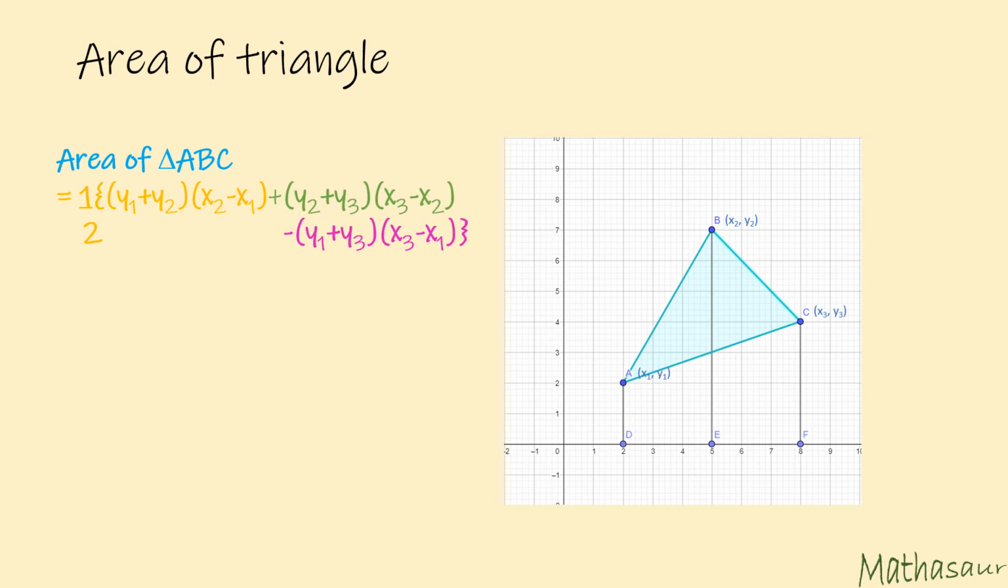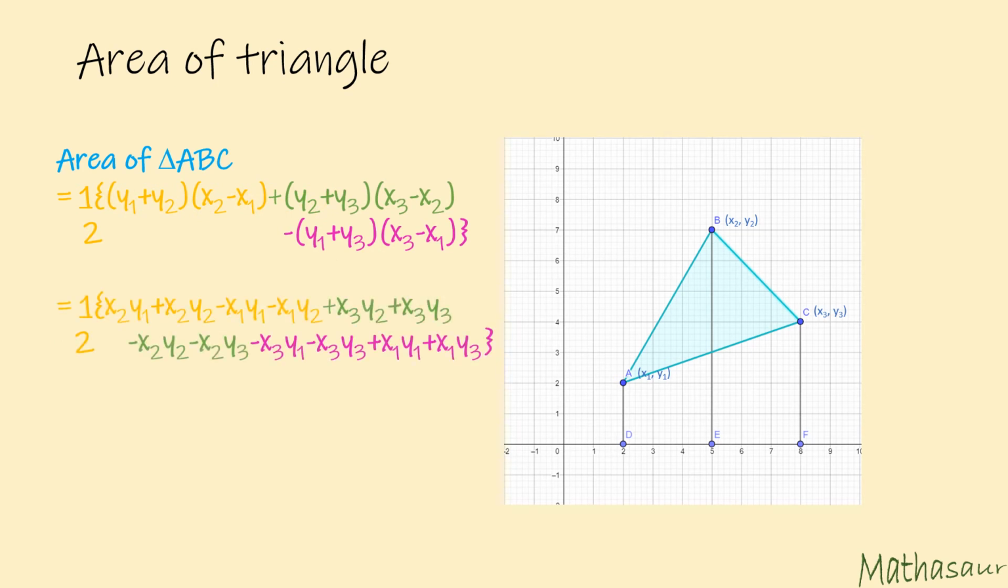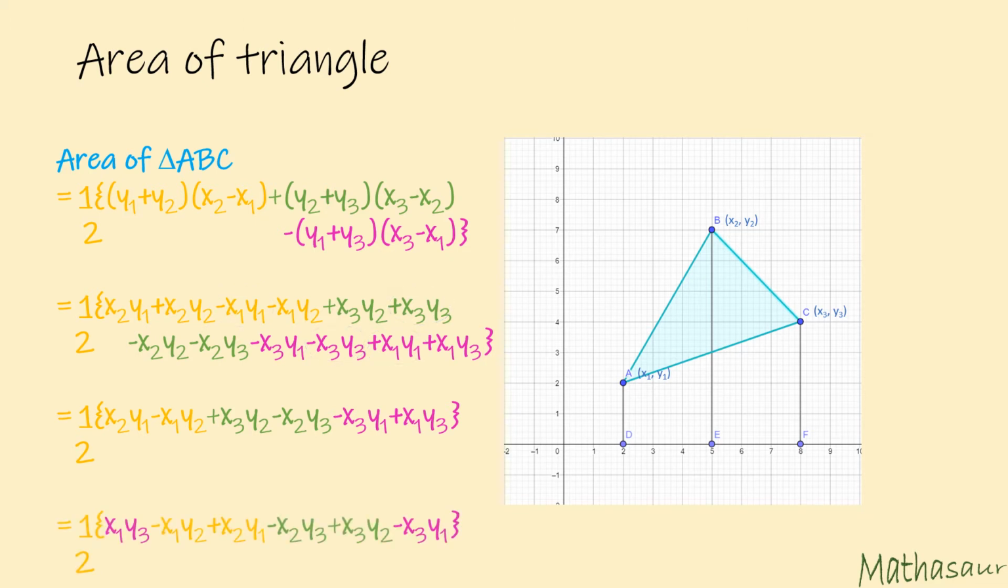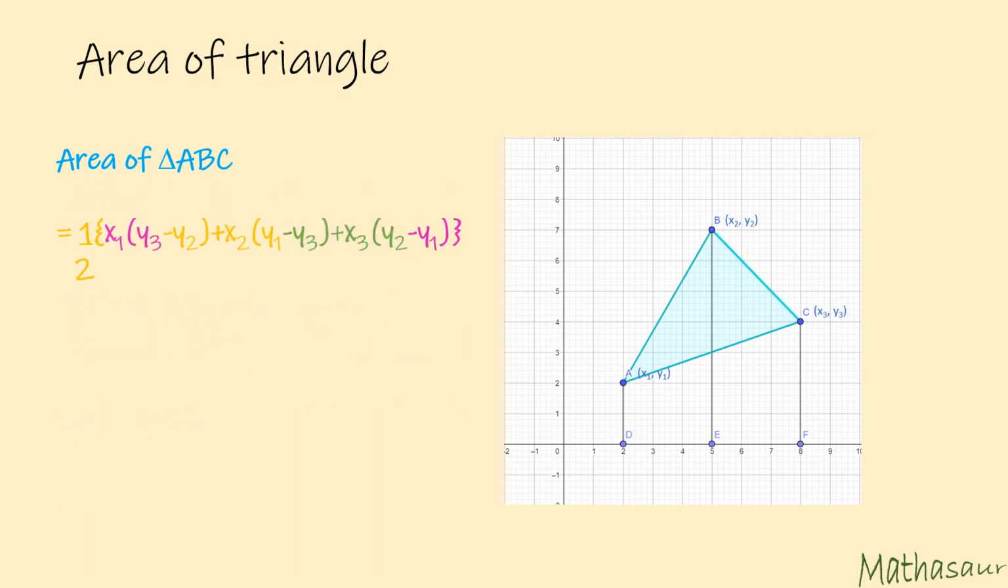Let us take half common from all the 3 terms and open the brackets. A few terms would cancel each other out. Let us group terms with the same x coordinates together. So we get area of triangle ABC as half times x1 times y3 minus y2 plus x2 times y1 minus y3 plus x3 times y2 minus y1.